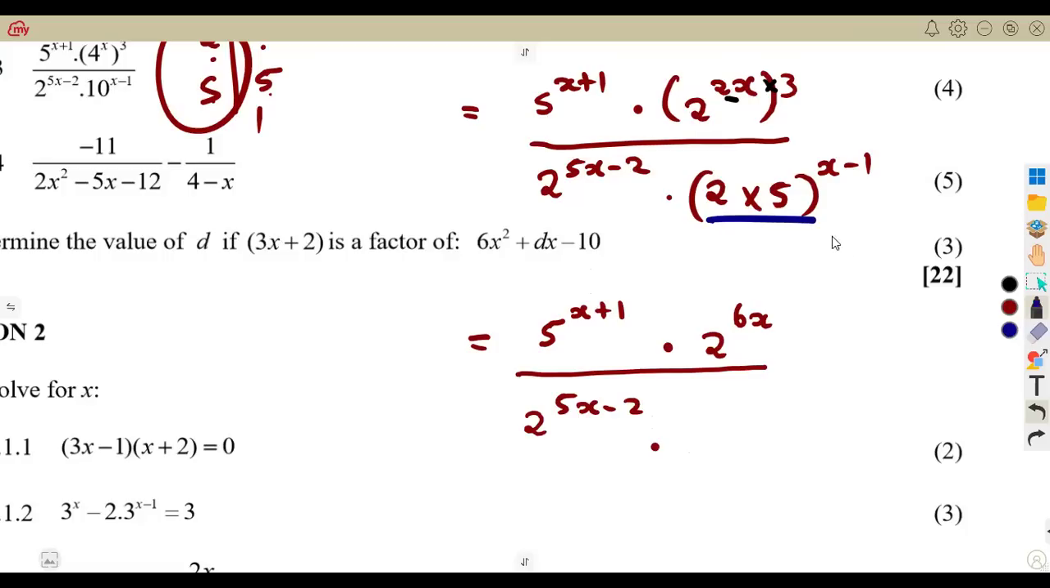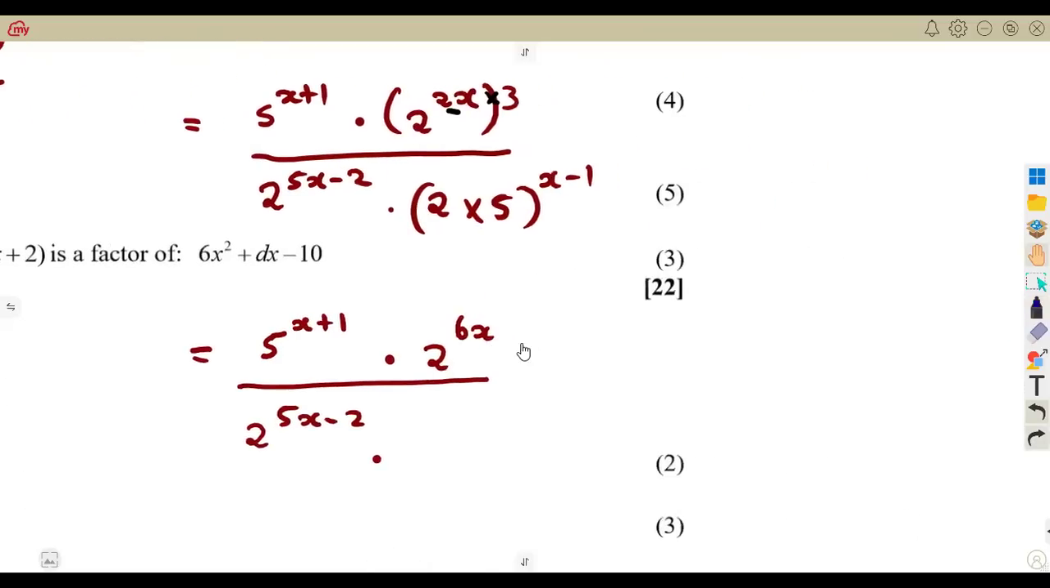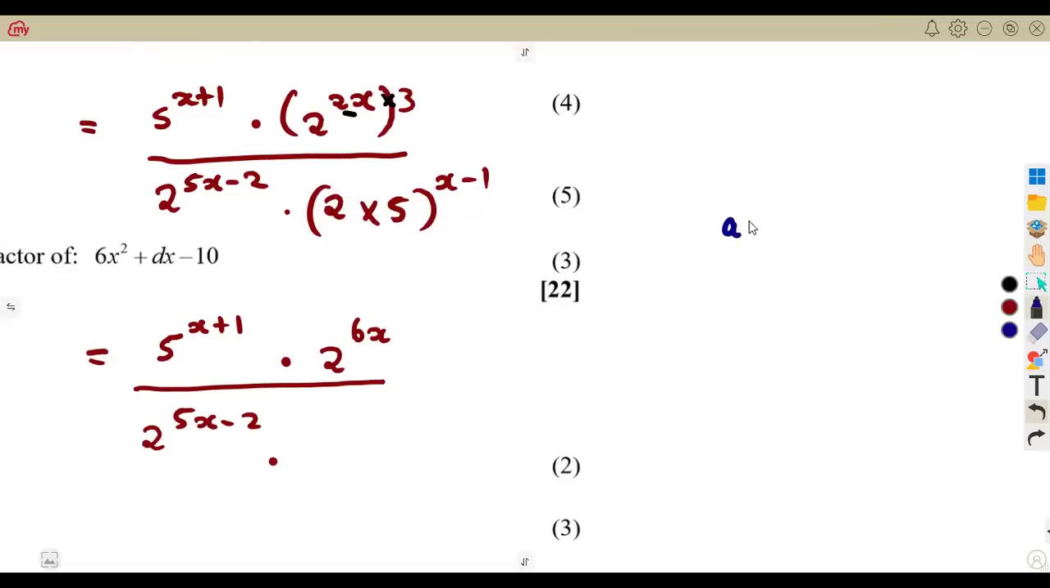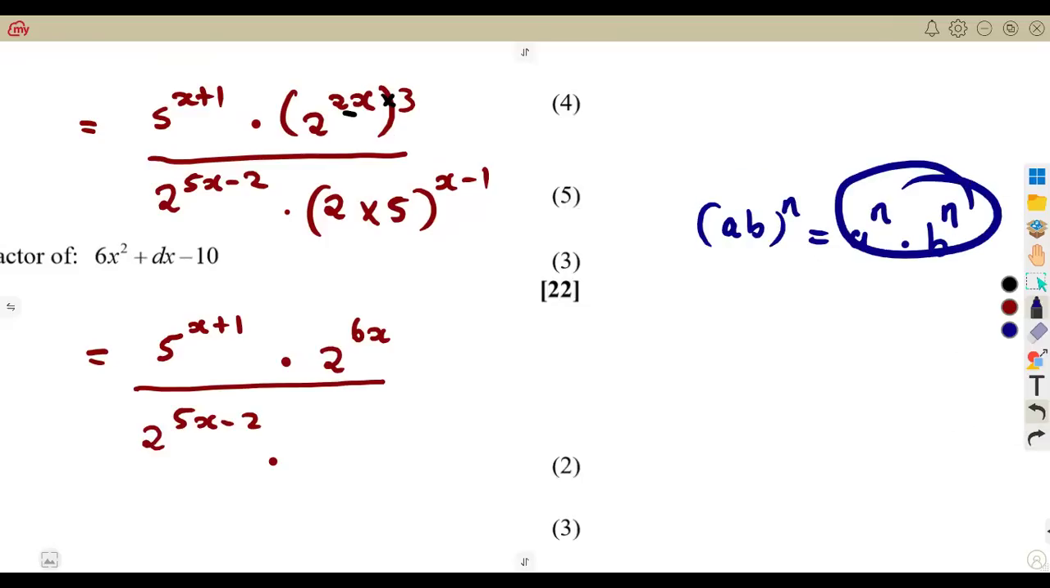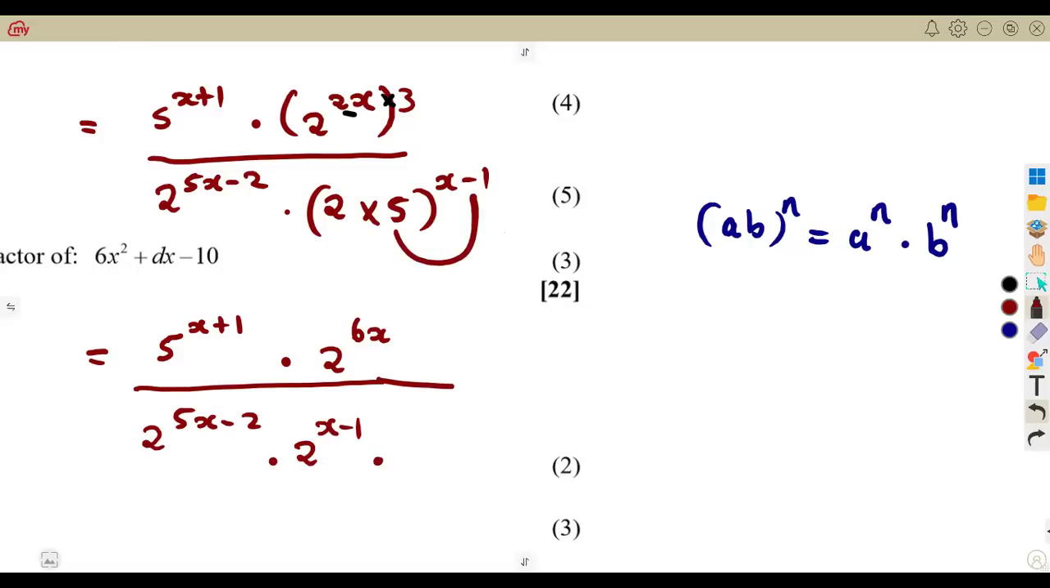There are two numbers inside raised to one exponent, just like AB raised to the exponent of n. It is the same as A to the exponent of n times B to the exponent of n. Each term inside is affected by the exponent that we see outside. So 2 is affected by this exponent, it will be 2 to the exponent of x minus 1. 5 is also affected by the same exponent, so it is going to be 5 to the exponent of x minus 1, just like that.